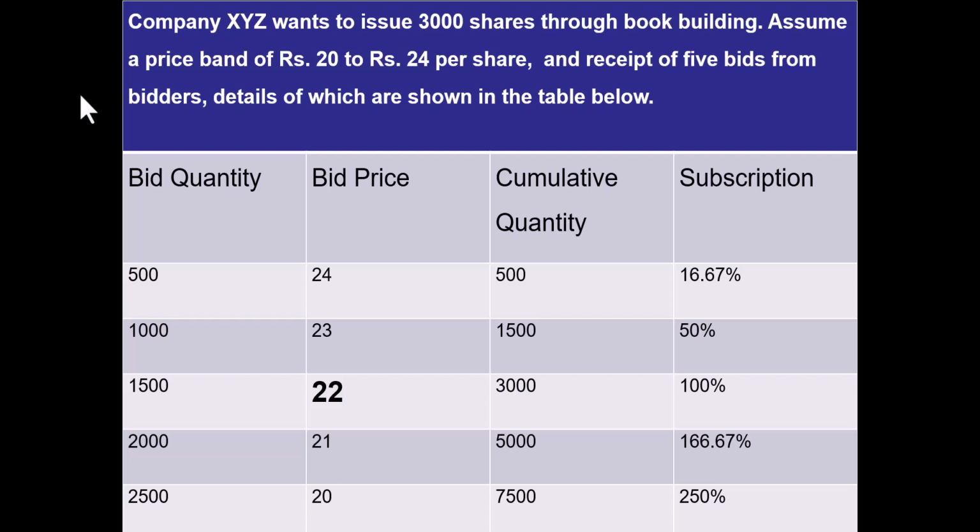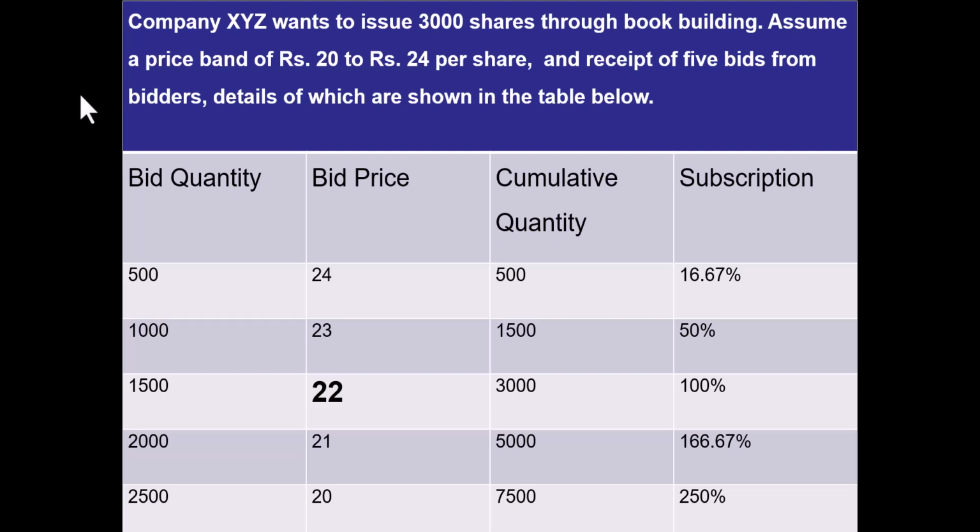Now another person has given a 1,000 shares application. So he has put a 23 rupees price. So cumulative quantity would be 1,500, which makes about 50% of the total issue size up to now. Then there's a third investor who has applied for 1,500 shares and he has given 22 rupees as a bid price. So at 3,000, the cumulative quantity is 3,000, which is 100% of the shares which the company has gone for an issue. So 22 becomes the cutoff price.